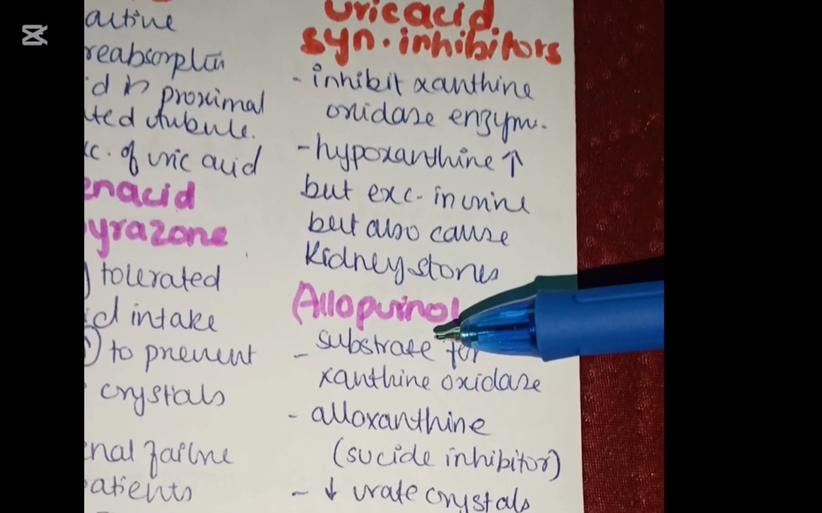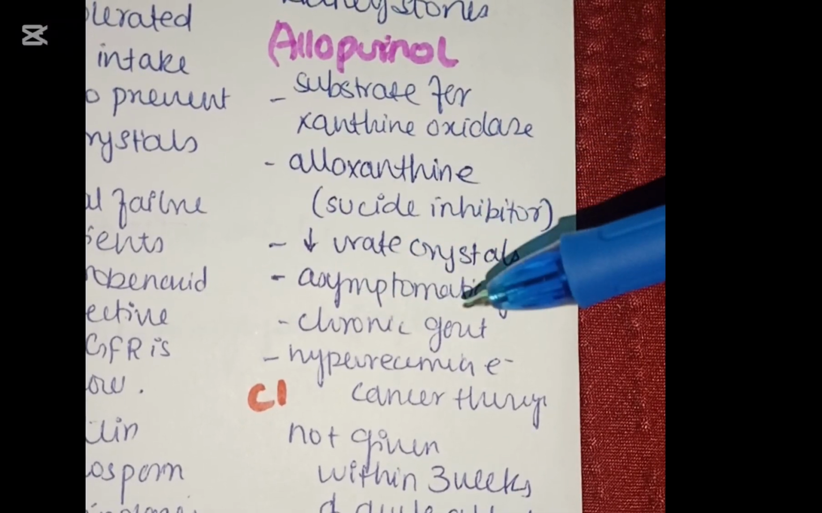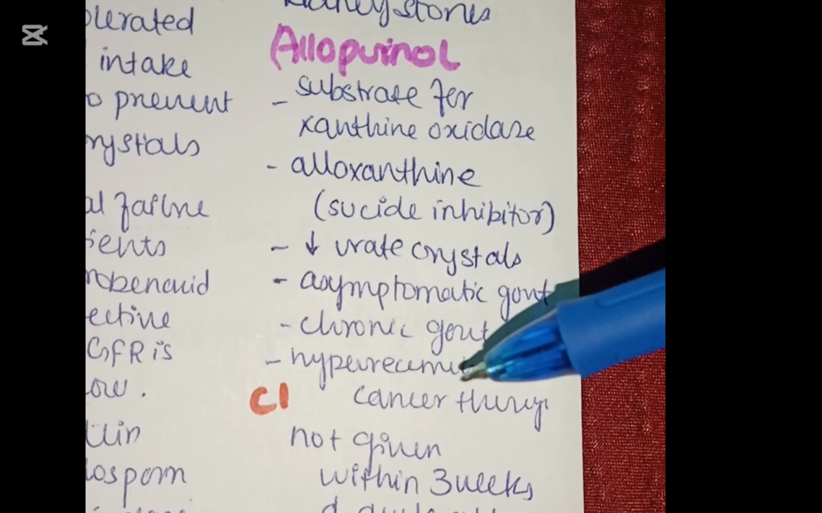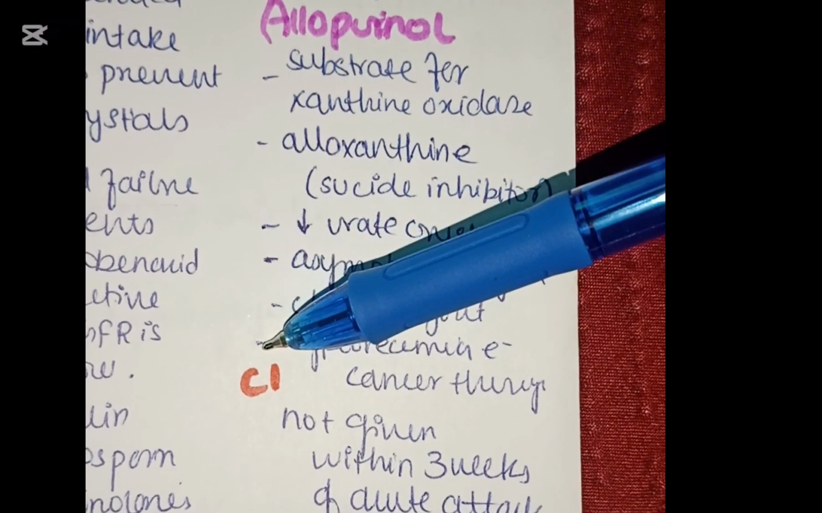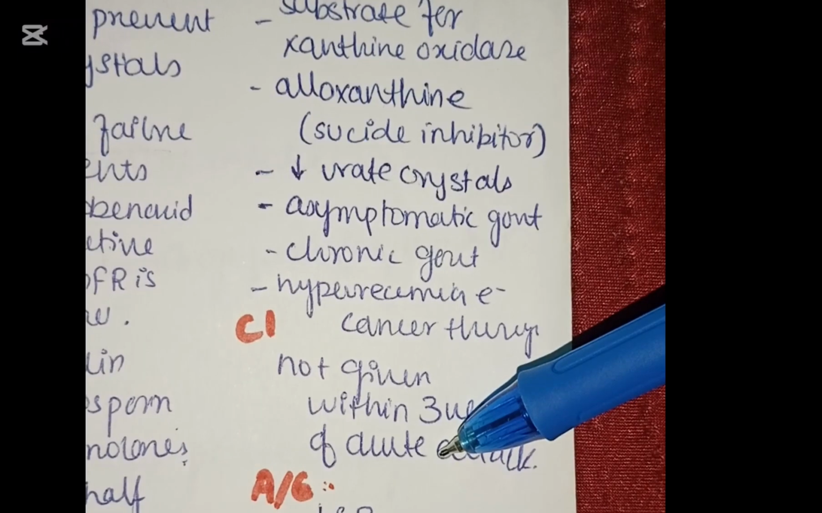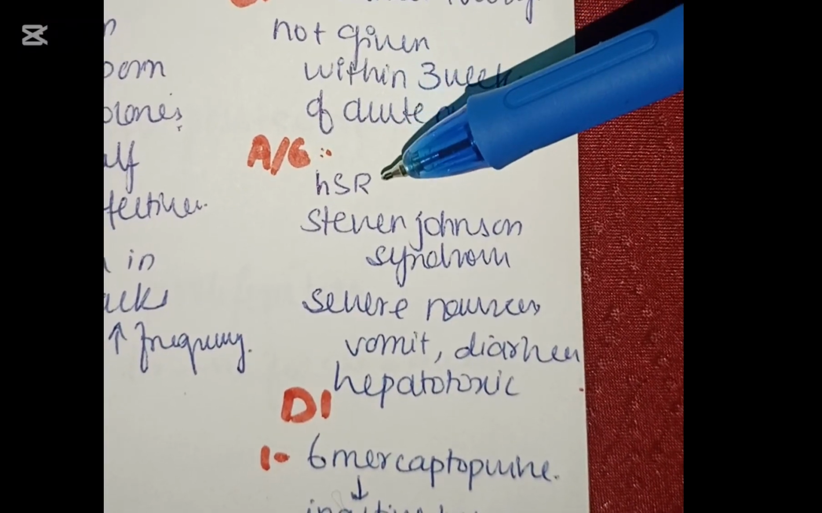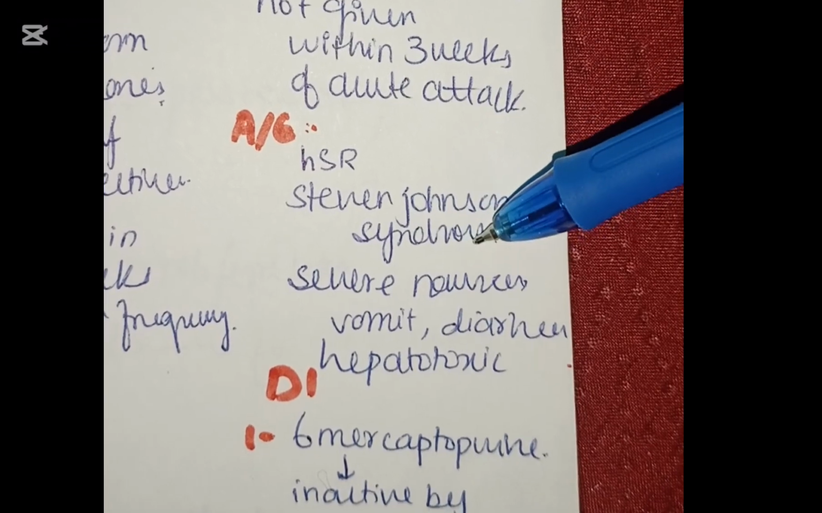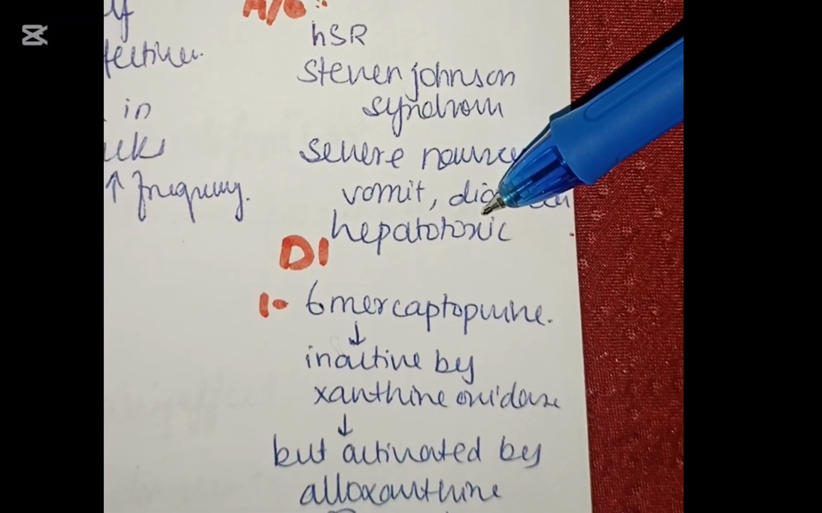It is a substrate for xanthine oxidase. It decreases the urate crystals, thus used in asymptomatic or chronic gout and hyperuricemia due to cancer therapy. It is not given within 3 weeks of acute attack. Its adverse effects include hypersensitivity reaction, Stevens-Johnson syndrome, severe nausea, vomiting, and diarrhea and hepatotoxicity.